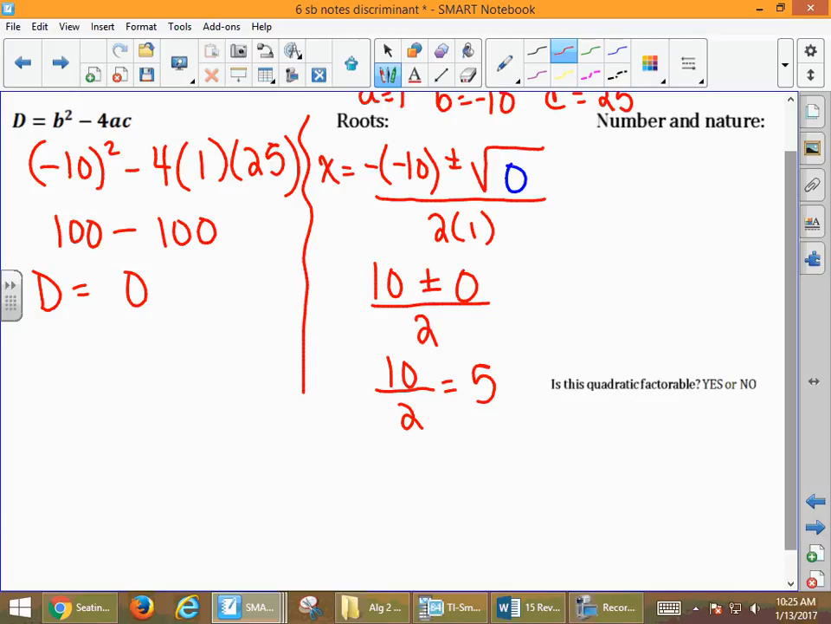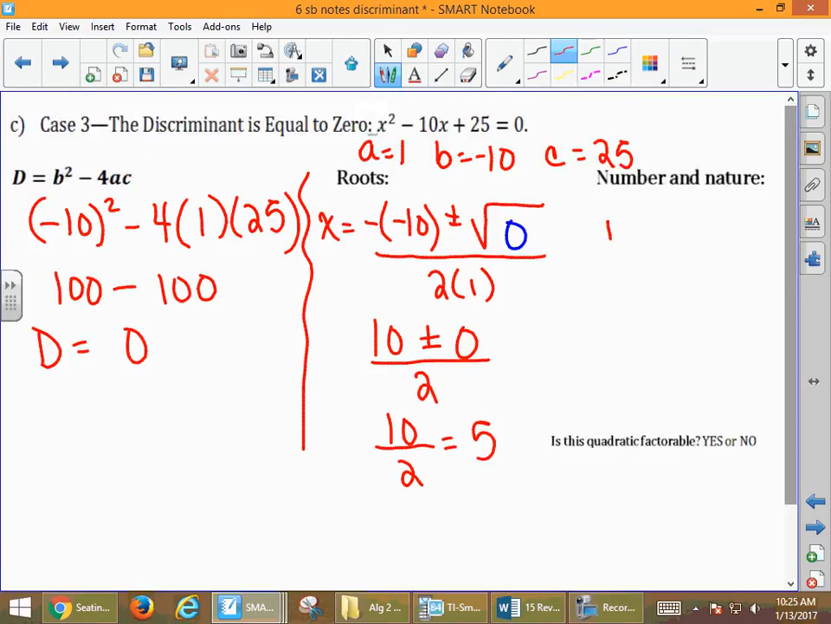So, when the discriminant equals 0, how many answers, how many roots, how many zeros will we get? We only get 1. And what kind is it? Well, we ended up with the number 5 when we solved it. That is a rational number, any number that can be written as a fraction. If we end up with something like the number 5, can we factor? Yes. It's when we get the square root of something that can't be simplified.